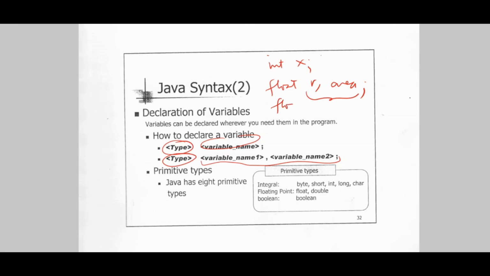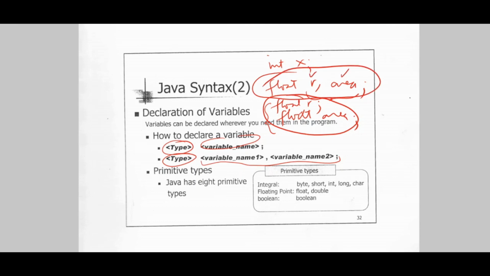It is equivalent to declaring them separately like this: r is float and area is also float. Instead of declaring it this way, in two separate lines for the two variables, we write them as one declaration, listing the two variables and separating them with a comma. This is a better way of declaring the variables because it saves some space rather than requiring you to have these two in separate lines.